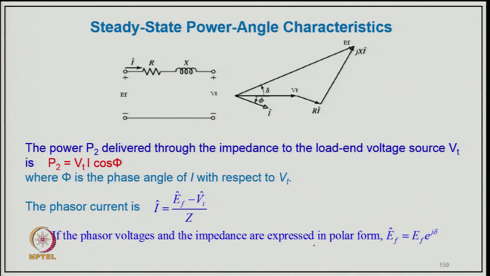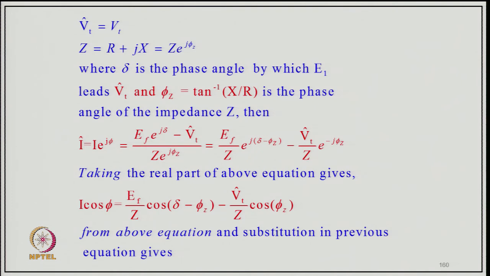The phase voltage and impedance can be expressed in polar form, so E_f equal to E_f e to the power j delta. V_t is considered as the reference. Z is R plus jX, that is Z e to the power j phi_z. Delta is the phase angle by which E_f leads V_t, and phi_z is tan inverse of X upon R, the phase angle of the impedance. Then I will be equal to E_f e to the power j delta minus V_t upon Z e to the power j phi_z, that is E_f upon Z e to the power j (delta minus phi_z) minus V_t upon Z e to the power minus j phi_z.